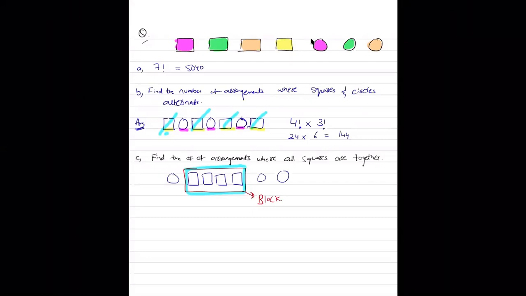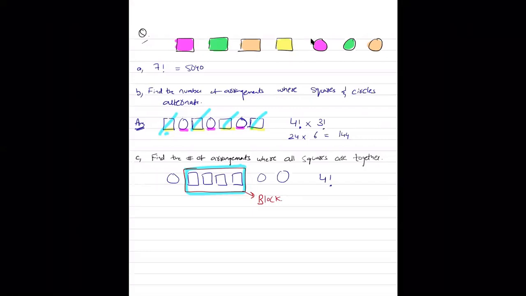Now, how many independent objects do you have on the screen that can move? Four. There are three circles and one block, so there are four. So first of all, 4 factorial for the four different objects. Now, in one block, there are four squares.